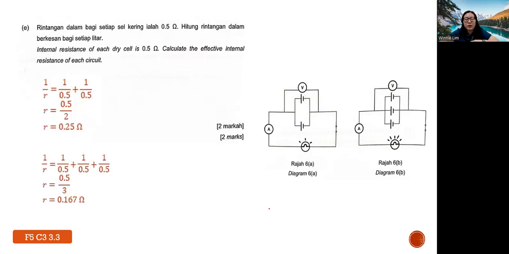Okay, so like I mentioned, if you have 3 batteries in parallel, the total effective resistance is smaller. So you compare, you see this one is 0.167 ohm, but this one is 0.25 ohm. So obviously, when there are more in parallel, it is smaller. If it is in series, then it's different again.